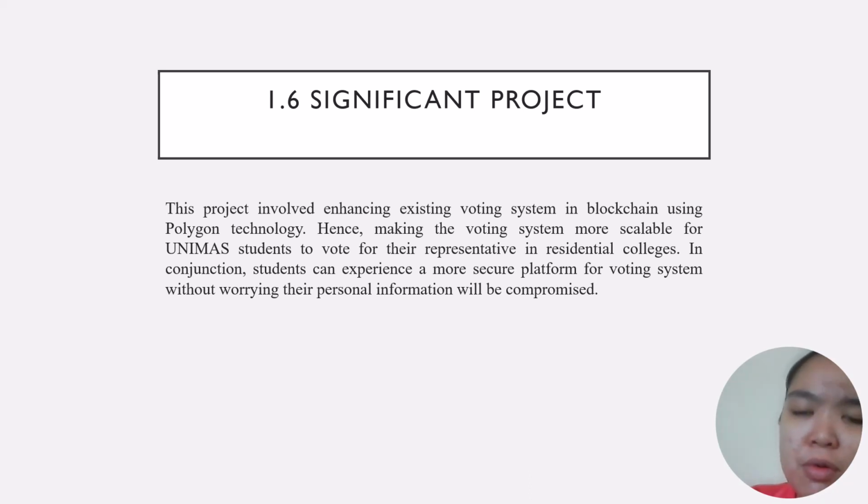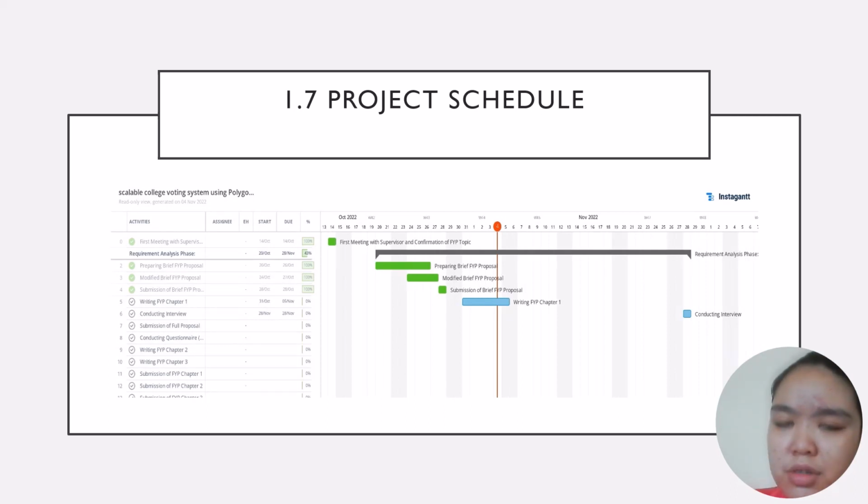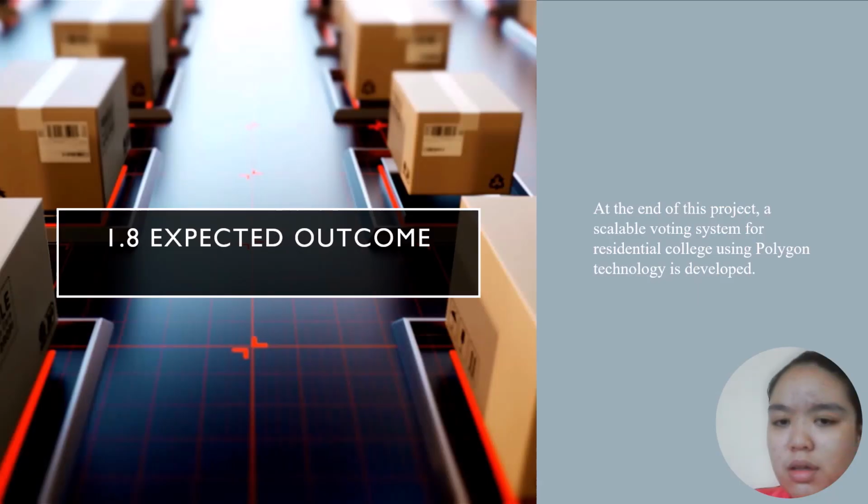The significance of this project is to enhance existing voting systems to be more scalable for students to vote on, and for students to experience a secure environment for voting. This is the project schedule. The expected outcome of this project at the end is that a voting system for residential college using Polygon is developed.